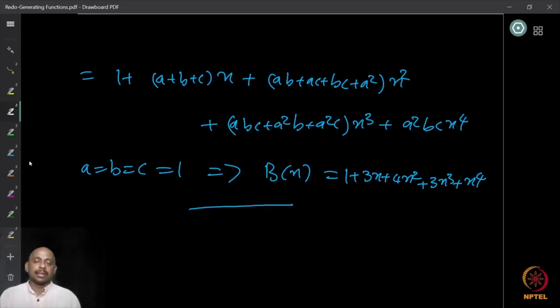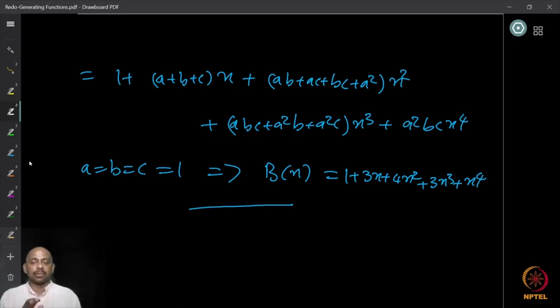What does this generating function tell us? It says that I have the choice of objects, at most 4 of them; k cannot be more than 4. If k is equal to 4, there is only one way to do that. And if k is equal to 3, there are 3 ways to do it.